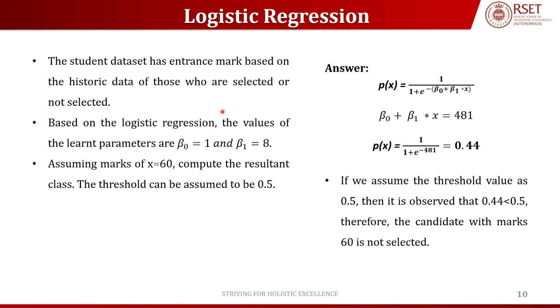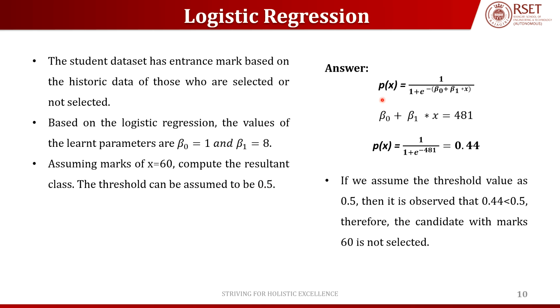Now here I have mentioned an example. A student data set has entrance marks based on the historic data of those who are selected or not selected. Based on logistic regression, the values of learned parameters are beta 0 is 1 and beta 1 is 8. So these are the regression coefficients, and assuming the marks of x is equal to 60, we have to compute the resultant class, whether that student will be selected or not. And the threshold is also given in the question, that is 0.5.